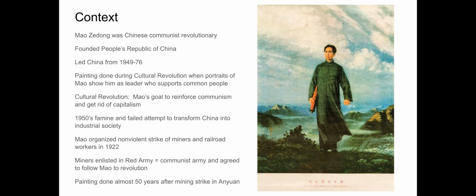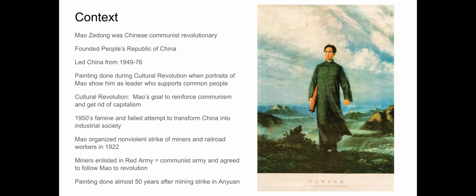So what the artist does here is not show him in a modern setting, but go back to something that he was involved with in the 20s. In 1922, Mao organized a strike of miners and railroad workers against working conditions and so on, to really highlight the suffering of people and that he's on their side and he's one of them and he's the only guy who can solve those problems. And a lot of those workers were on Mao's side. They enlisted in the Red Army, which was the communist army, agreeing to follow Mao basically to the ends of the earth. So this image is really a reminder of that.